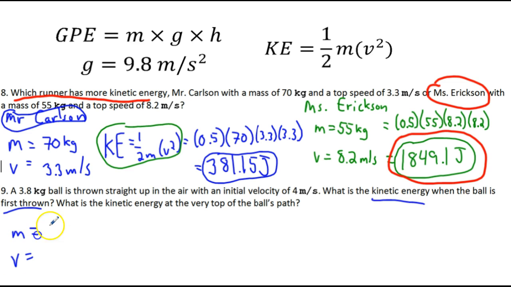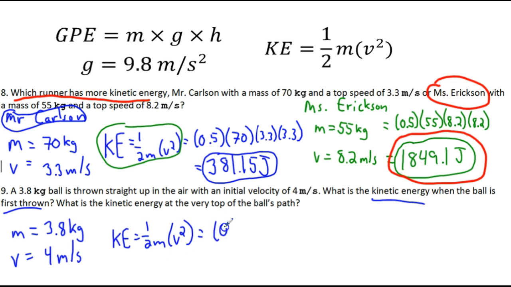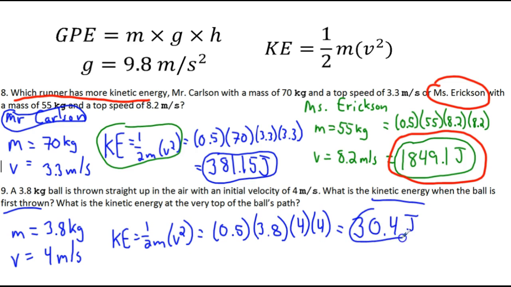Last one here, 3.8 kilogram ball thrown straight up in the air with initial velocity of 4 meters per second. What's the kinetic energy when it's first thrown? Well, I can do that one right here, as you've seen before already half a dozen times. That one's going to give me 30.4 joules. So that's what the kinetic energy is when it's first thrown. I'm not going to tell you what the kinetic energy is at the top of the ball's path. That's what you need to figure out.